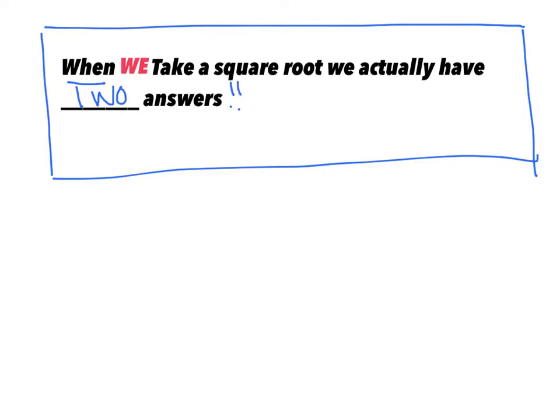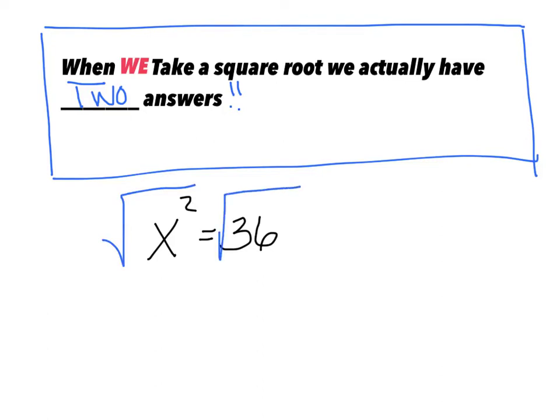Now you might be thinking, wait a minute, I've taken a square root before, I don't usually get two answers. Well, here's the deal. Let's say x squared equals 36. All right, to get rid of that squared, I'm going to take the square root of both sides. But now I'm going to write plus or minus the square root of 36. So I'm actually going to get x equals plus or minus 6.